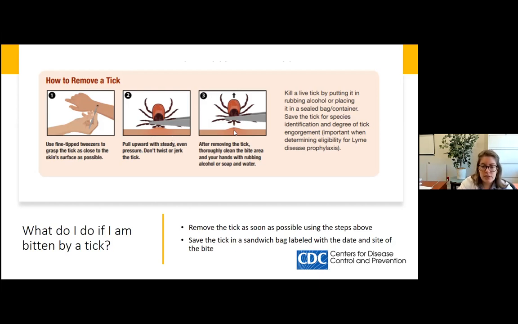And then after you remove the tick, it's important to cleanse the area with alcohol or soap. And what you would do then is actually save the tick. You'd have like a plastic, let's say plastic baggie, and put rubbing alcohol and the tick inside that, so it kills the tick, but it also allows the tick to be identified by the local health department. So it's important that the tick is identified so we know what disease risk the bite has posed.